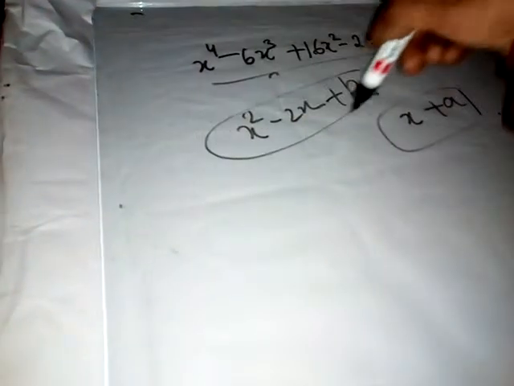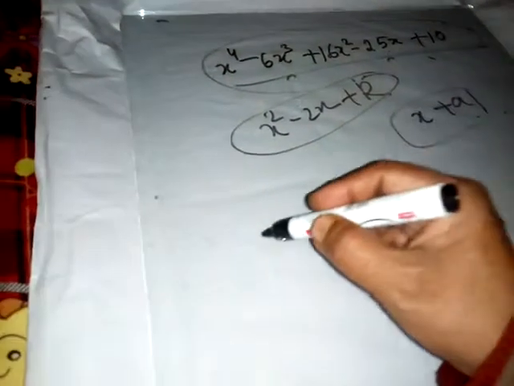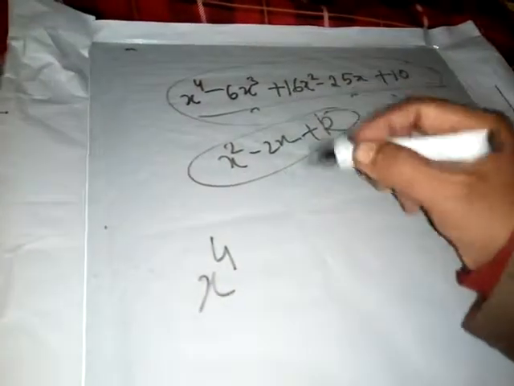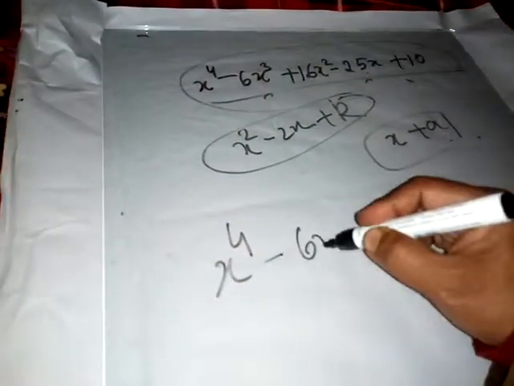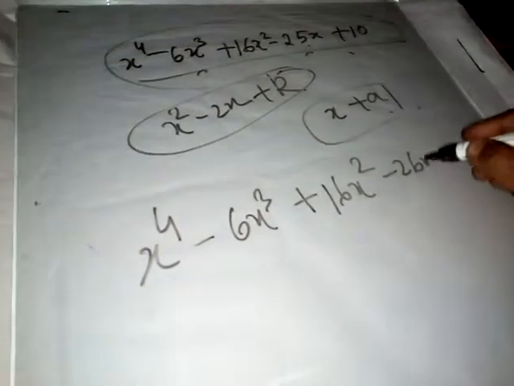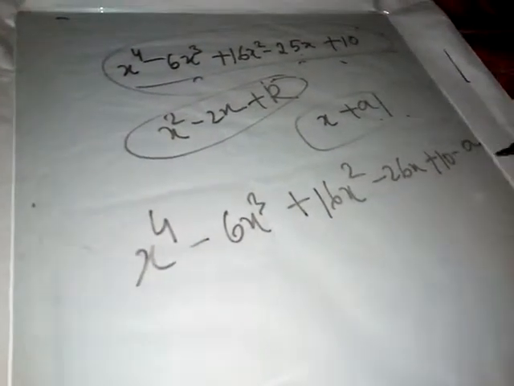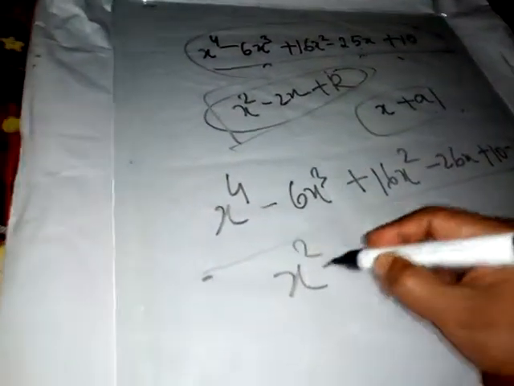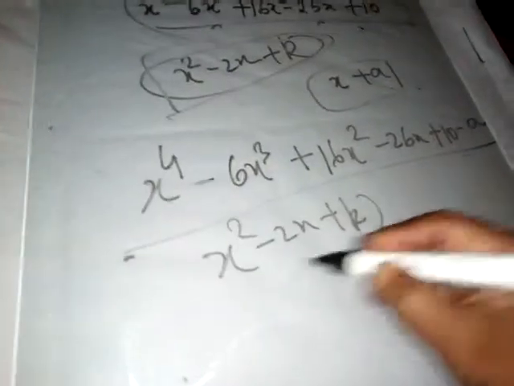In that case, this polynomial is going to divide the above polynomial exactly. So we subtract this, and the dividend becomes x to the power 4 minus 6x cube plus 16x square minus 26x plus 10 minus a. Now this should be exactly divisible by x square minus 2x plus k.